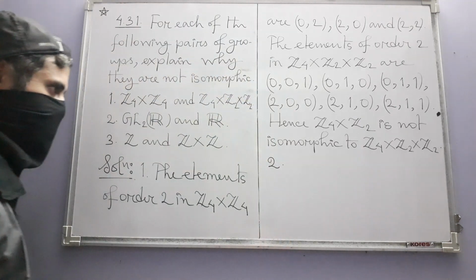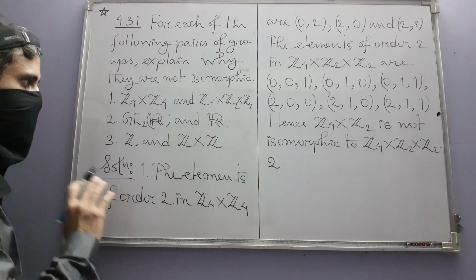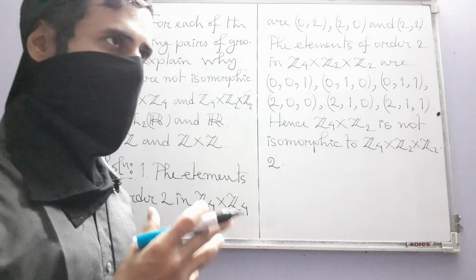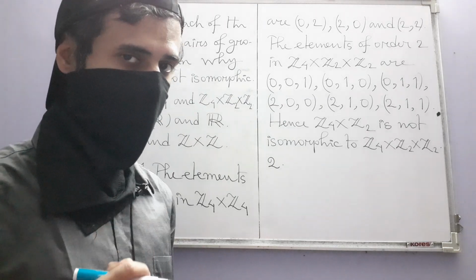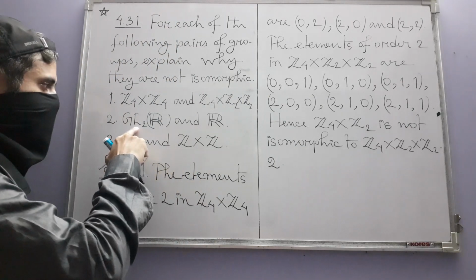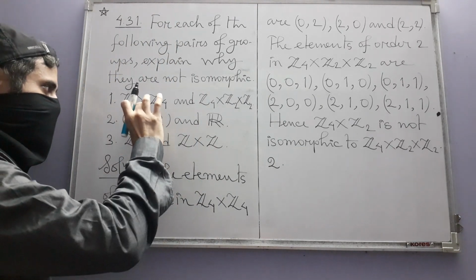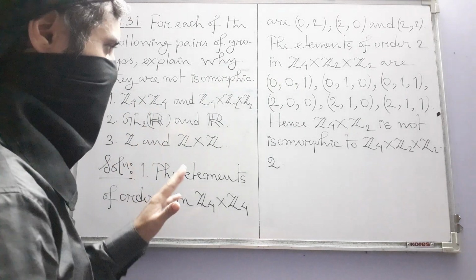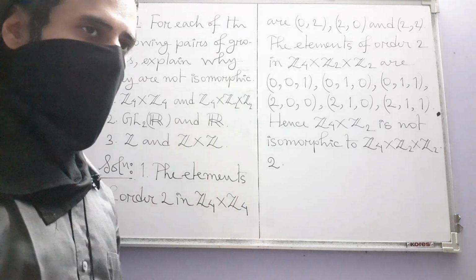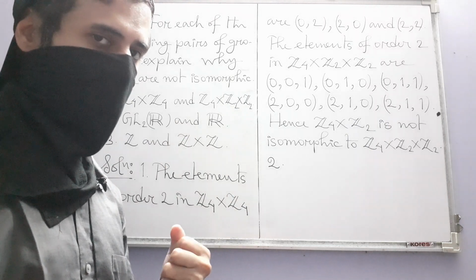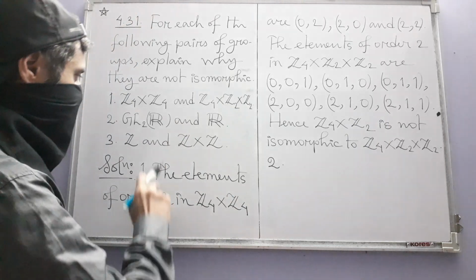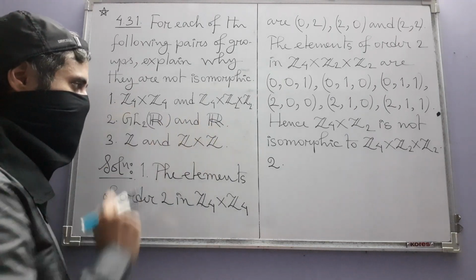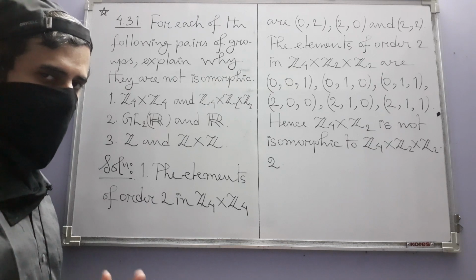Number 2, we also know that if 2 groups are isomorphic, then they are either both abelian or both non-abelian. Here, in the second pair of groups, the first group is the general linear group. Its elements are non-singular 2 by 2 matrices with real entries. And we know that this group is non-abelian. But the second one is abelian, so they cannot possibly be isomorphic.